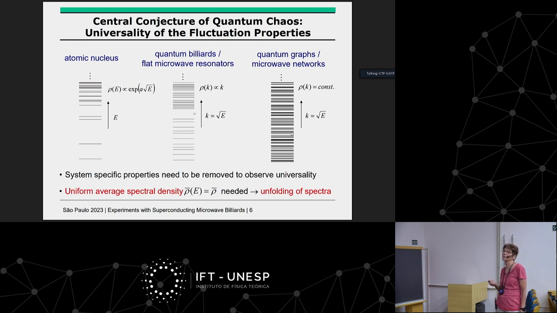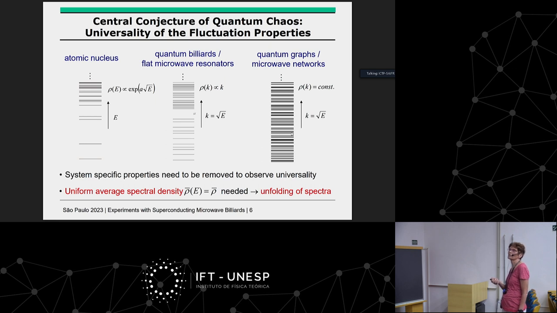One system-specific property is the spectral density. When you go up in energy in a nucleus, the spectral density increases exponentially with square root of E. If you look at the eigenvalues in a quantum billiard and increase the energy or the wave number, which is given by square root of E, then you will realize that it grows linearly in K. And for my quantum graph, it's a constant. So these system-specific properties need to be removed before you can compare to random matrix theory, because random matrix theory describes universal properties. And this is done by unfolding.